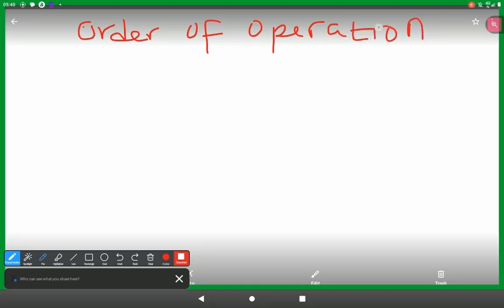So we'll be talking about order of operations. Order of operation teaches how to use your operations. What do we call operations? How to use addition, subtraction, multiplication, division, including brackets and others. These are the operations we normally use in mathematics. So how do we now go about it?